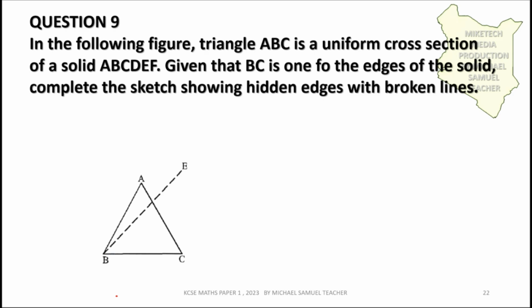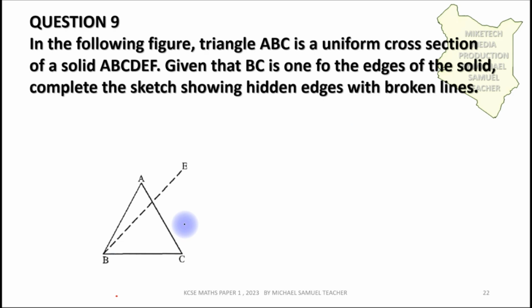So for question 9, it's a triangle ABC, which is a uniform cross section of solid ABCDEF. Given that BC is one of the edges of the solid, complete the sketch showing hidden edges with a broken line. So, from common solids we have learned about isometric projection, oblique projection and perspective projection. So this is very important when drawing solids.